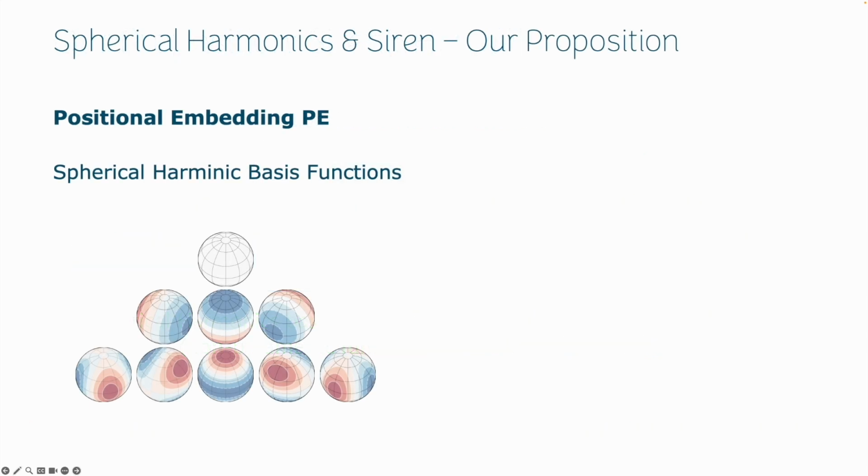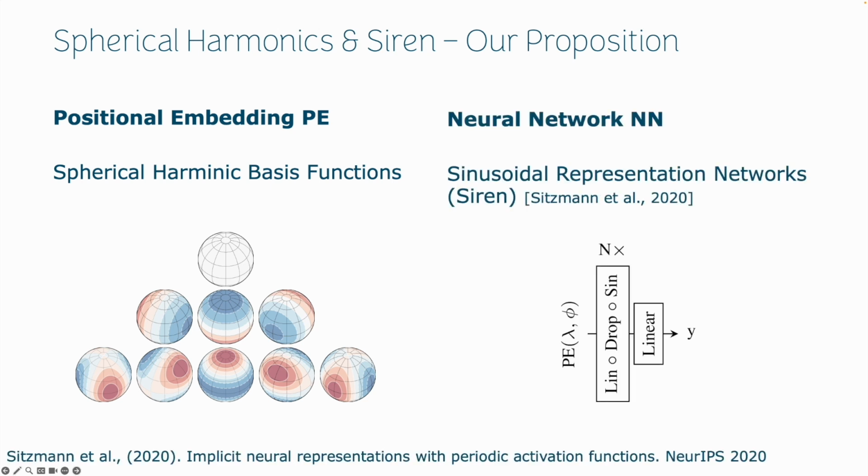And the core idea, and I think given the context before it should be somewhat intuitive, is that we should use basis functions that are not based on sine and cosine functions, but spherical functions like spherical harmonics. And then together with a really simple neural network, which is literally a small MLP just with sine activation functions.